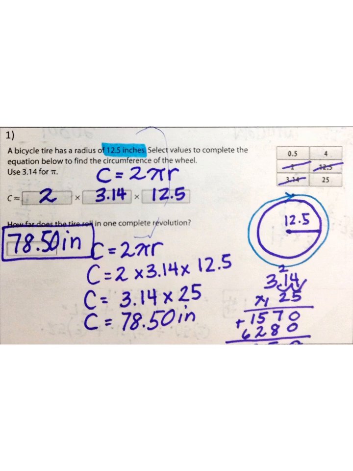Now it says how far does the tire roll in 1 complete revolution? So that means the tire is starting and it's going around 1 revolution. In other words, we want to find the circumference of the tire. So I wrote my formula, I substituted my values, I multiplied, and I got my answer, 78.50 inches.